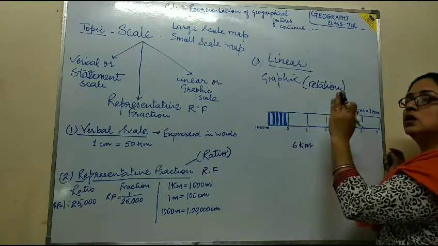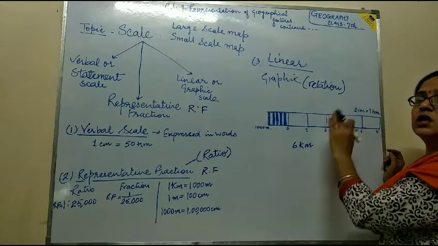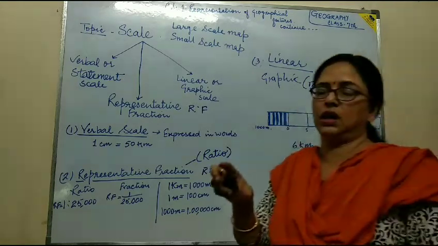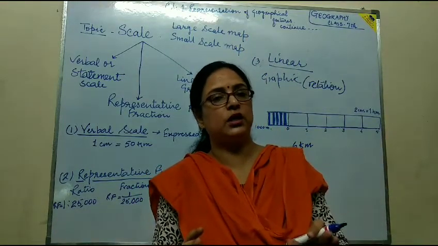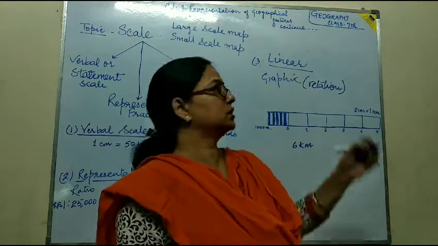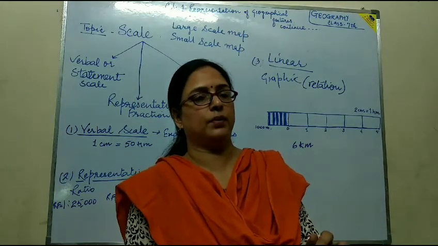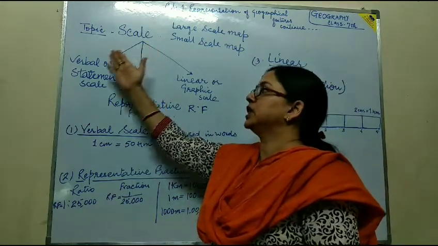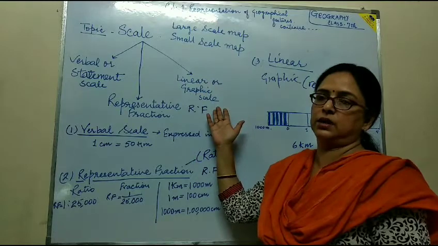This is one of the accurate scale methods of measuring the map distance and the ground distance. The linear or the graphic scale is one of the accurate methods of measuring the distance on the map and the ground. This is the scale which is accepted by most of the countries to represent the map. So here we come to know that there are 3 types of scales: verbal or the statement scale, the representative fraction and the linear scale.